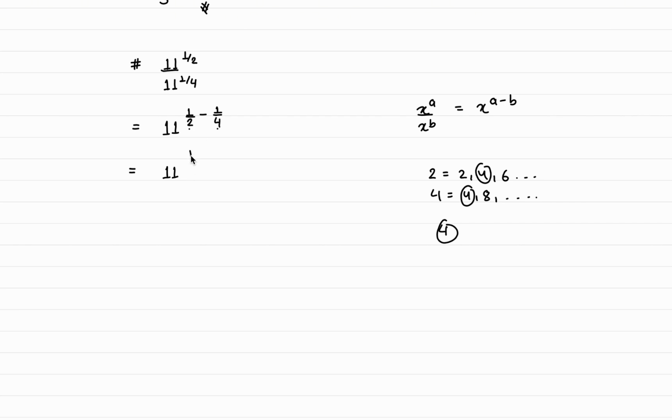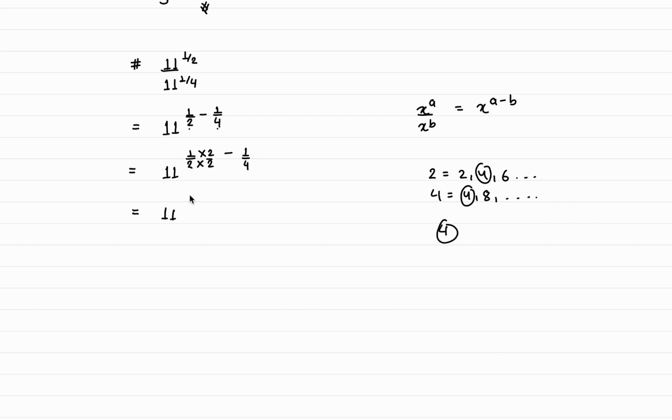So let's do that for our first one. We have 1 over 2. To make this 4, we just multiply it by 2. And you have to do the same thing in the numerator, so you multiply the numerator as well by 2. Minus, we have 1 over 4. This is already 4, so you don't need to do anything. And then we have 11.